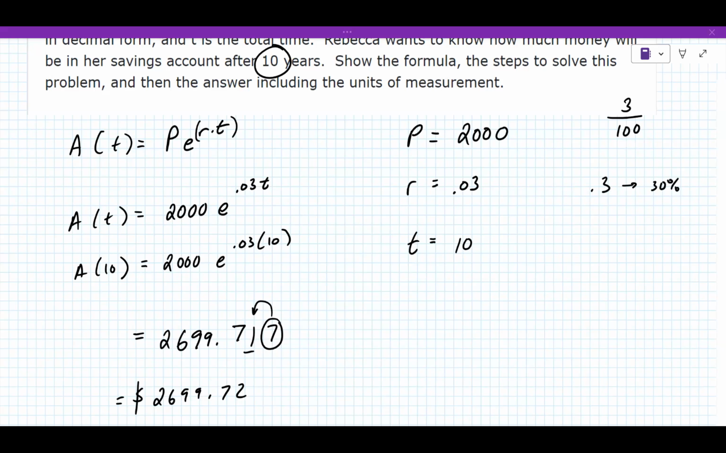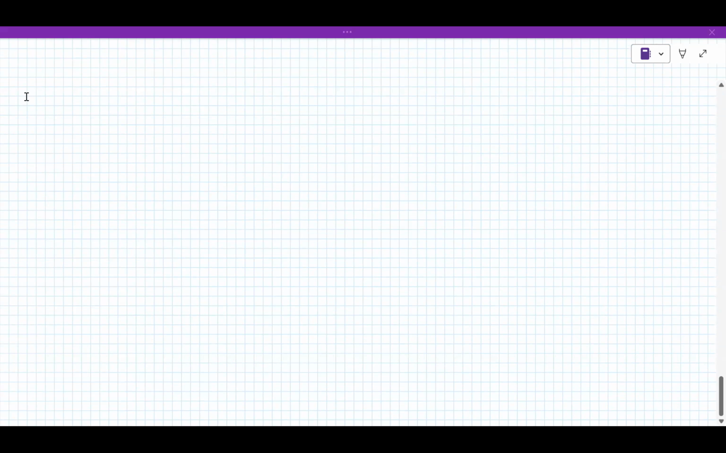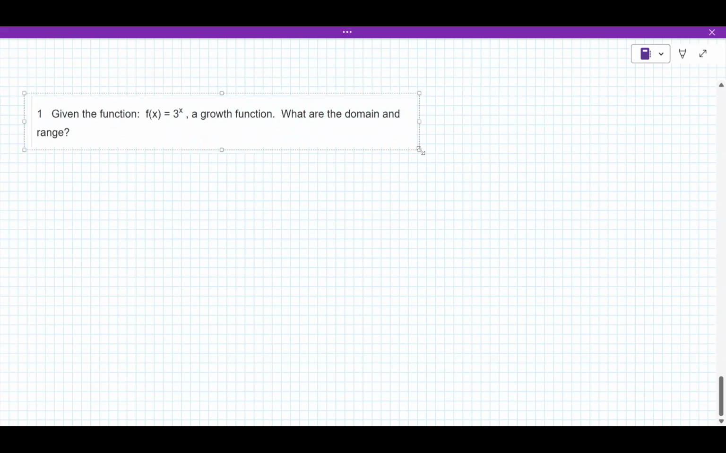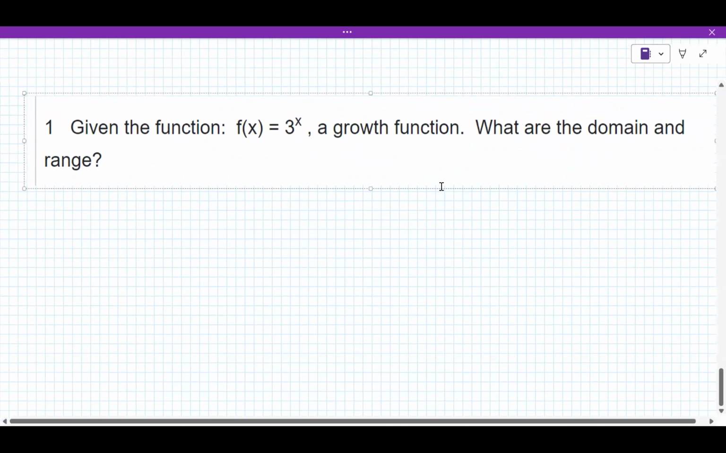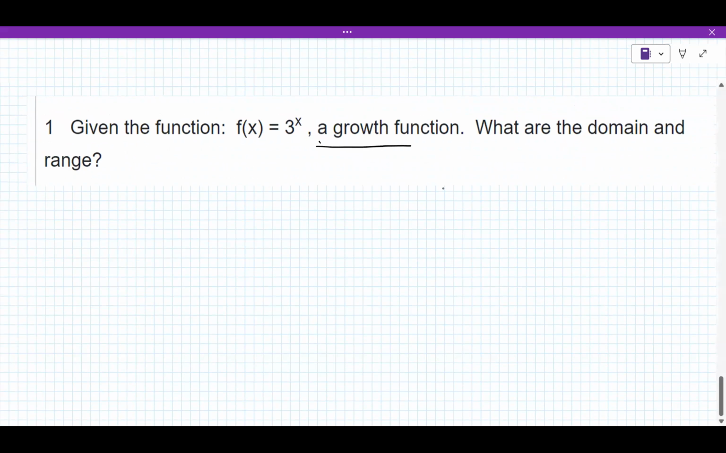All right, I'm ready for lesson 22. Sounds good. So we're going to need that Desmos graphing calculator. Oh yay, I have not seen the graphing calculator in so long. Right, that's okay. So given the function f of x equals 3 to the x, they're telling you it's a growth function. And we have to decide its domain and its range.